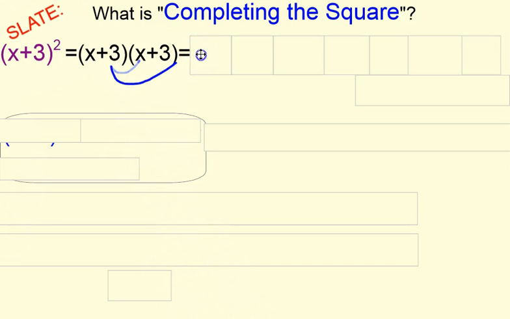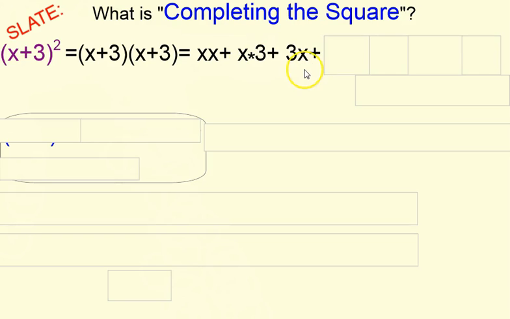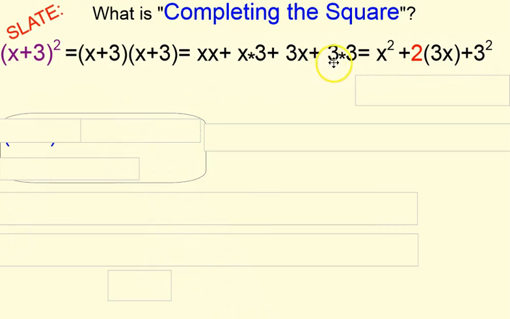As a result, our first term will be a product of x's, then a product of x and the 3, and 3 and the x, and 3 and the 3. Simplifying this expression will give us a new one, x squared, plus 2 times 3x, as we can see in the previous statement, plus 3 to the second power. I purposely wrote these two terms in this form so we can observe the following.